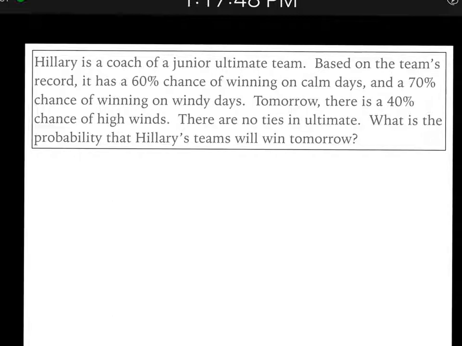It says, Hillary is a coach of a junior ultimate team. Based on the team's record, it has a 60% chance of winning on calm days and a 70% chance of winning on windy days. So this is a situation that you have to look for. It's when you have different probabilities based on something happening. For instance, on days it rains, she walks her dog 30% of the time, but on days it doesn't rain, she walks her dog 80% of the time. Or he's going to be late for school 60% of the time if his alarm doesn't go off, but if his alarm does go off, he'll be late 20% of the time.